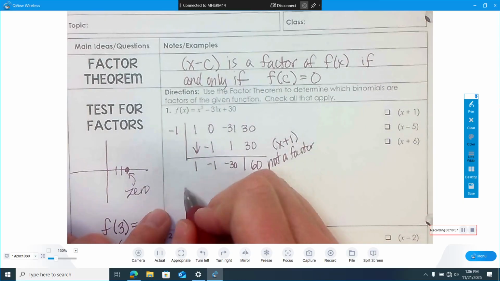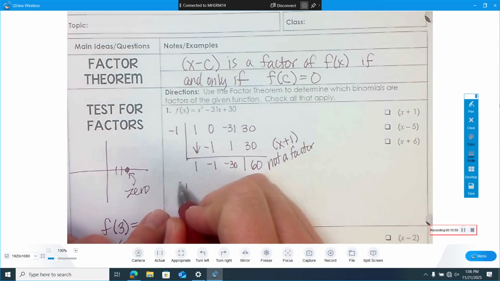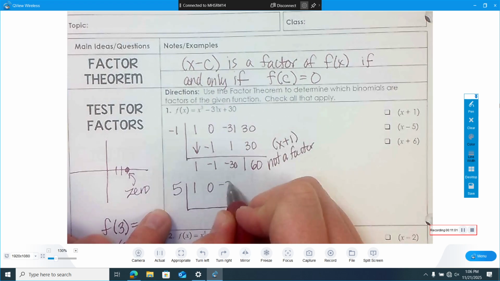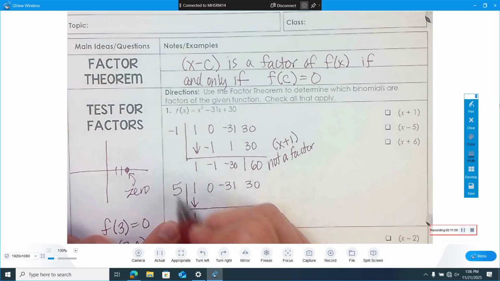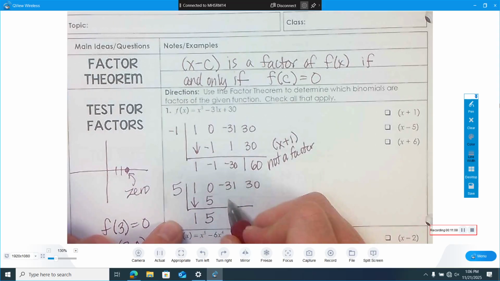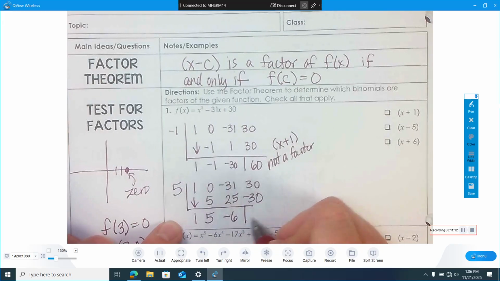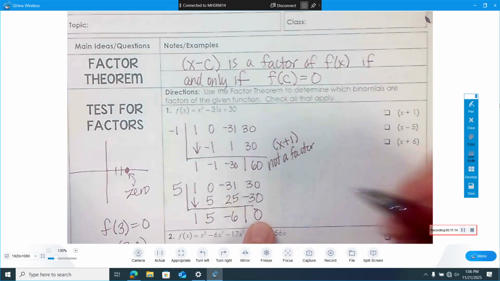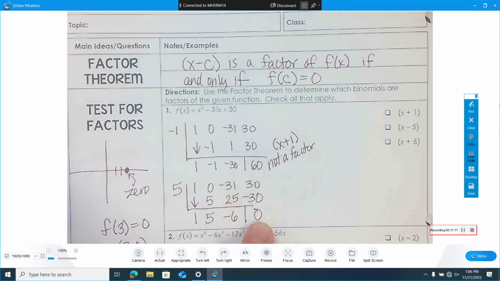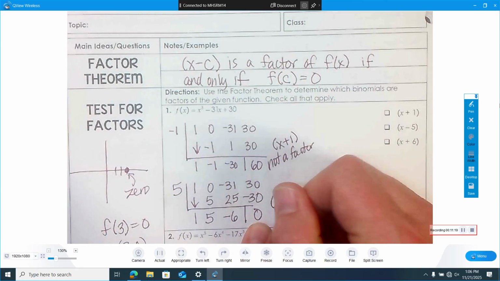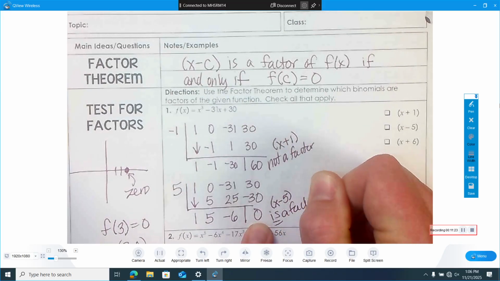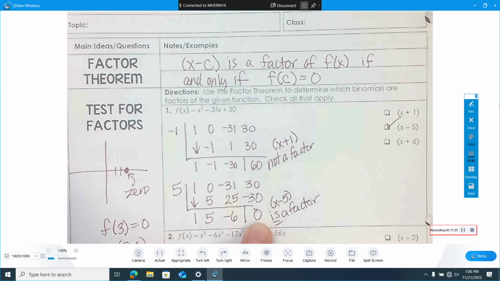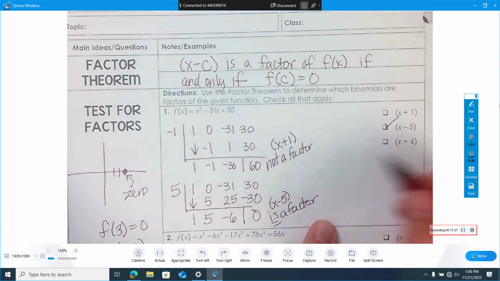x minus 5, what should we use? Our +5. Good. So 1, 0, -31, 30. All right, so bring down, there you go, 1, multiply, combine, multiply, combine, multiply. Hey! We got a remainder of 0? Which means x minus 5 is a factor because it has a remainder of 0. Yay! Let's try one more.